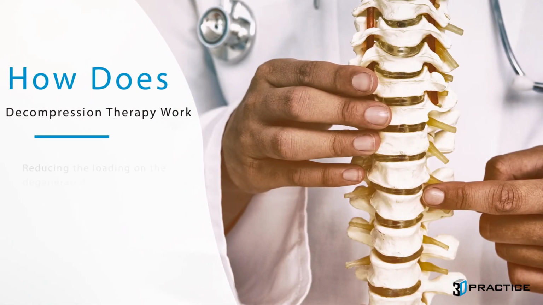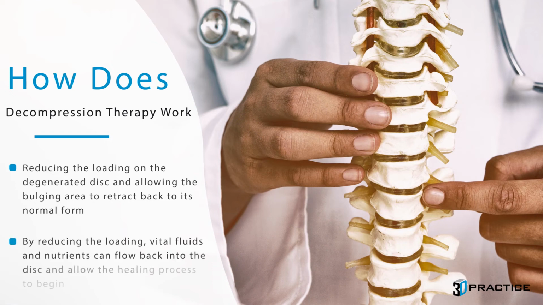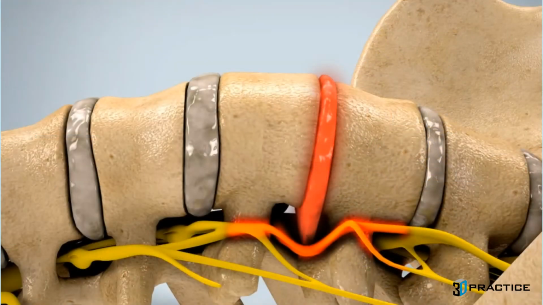Decompression therapy works by reducing the loading on the degenerated disc and enabling the bulging area to retract back to its normal form. By reducing the loading, vital fluids and nutrients can flow back into the disc and allow the healing process to begin. Let's animate the decompression process on a bulging disc within the lumbar area.